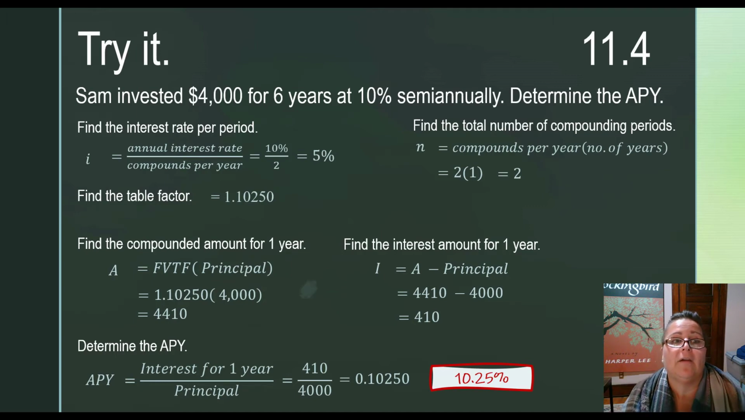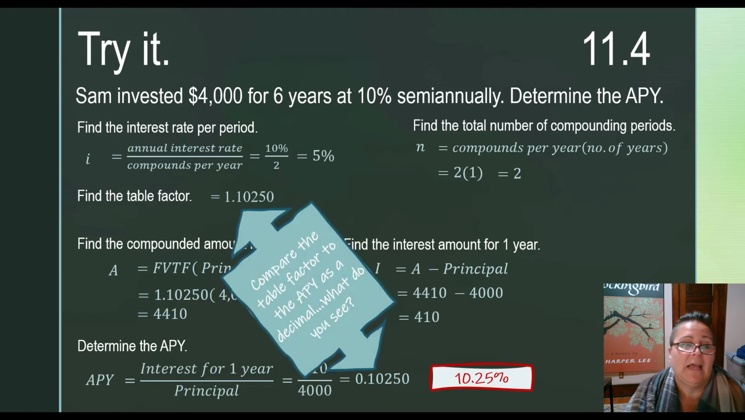But let's compare. Take a minute and compare your table factor, the 1.10250, to the APY of 0.10250.